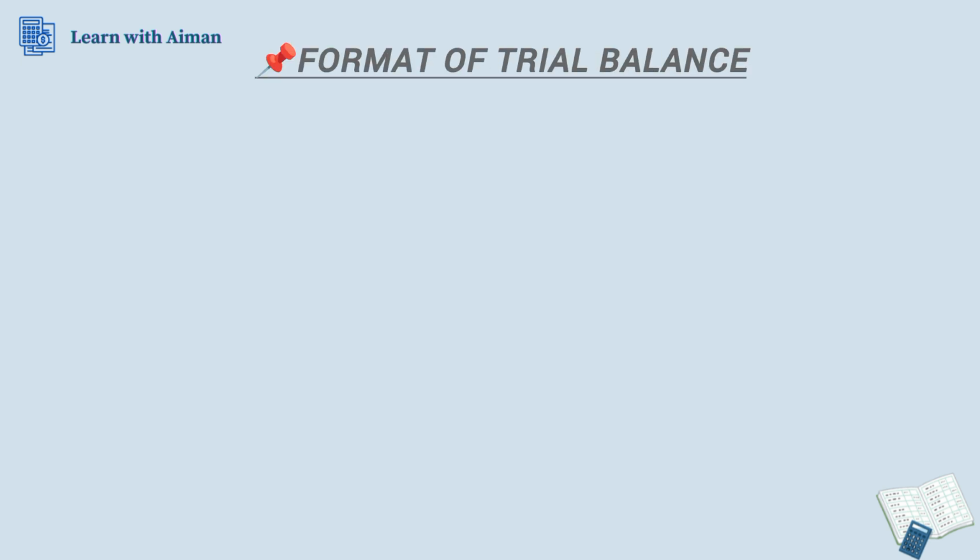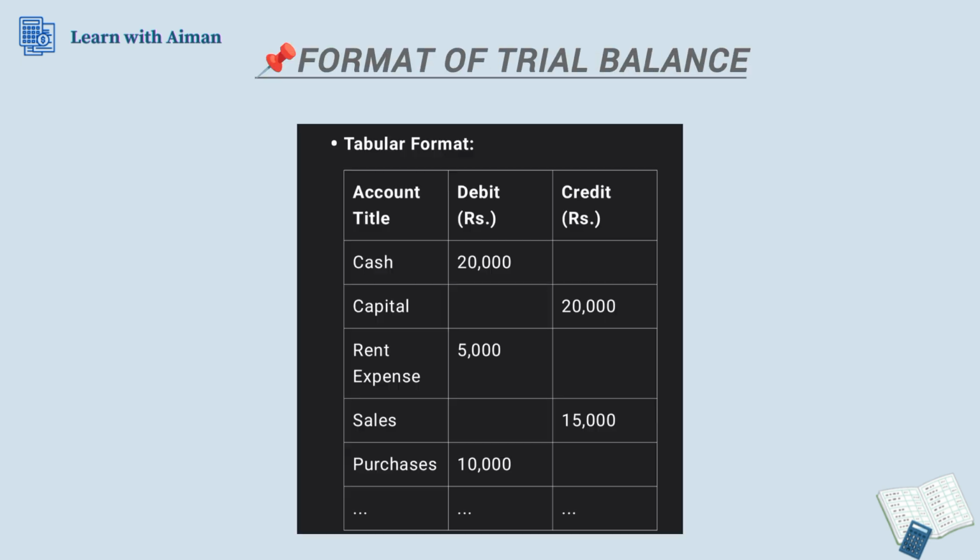Format of trial balance: tabular format. Here in this table, account titles are listed in the same order as in the ledger, and debit balances go to the debit column and credit balances go to the credit column. The amounts we are just assuming. These are just assumed amounts.